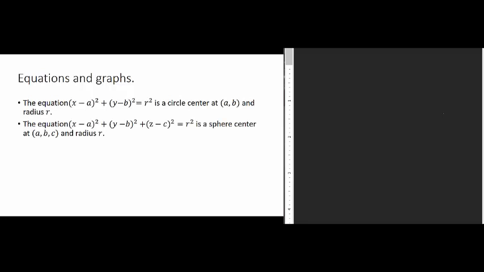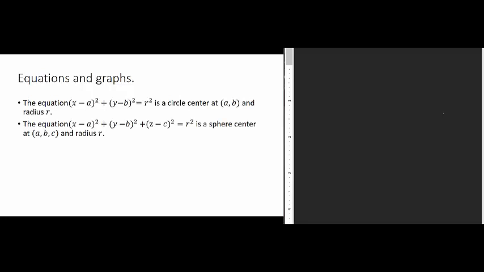In this talk, we will discuss equations and graphs, both for 2-dimension and 3-dimension. So first let us look at what we have here. The equation (x minus a) squared plus (y minus b) squared equals r squared is the equation of a circle centered at (a, b) and the radius is r in 2-dimension.